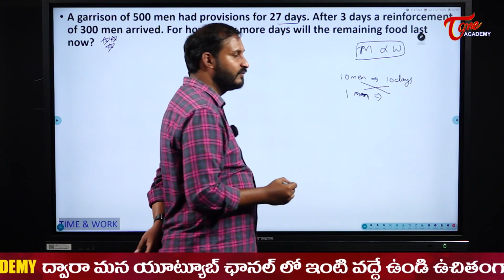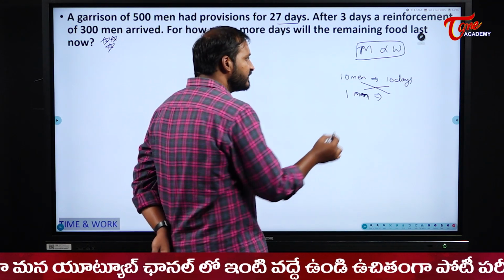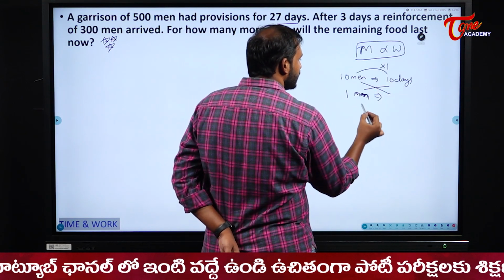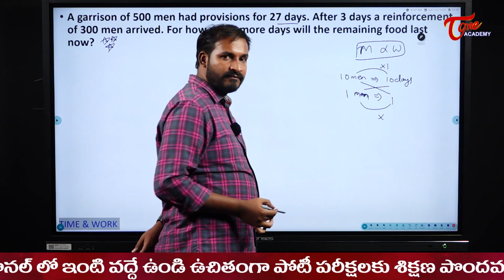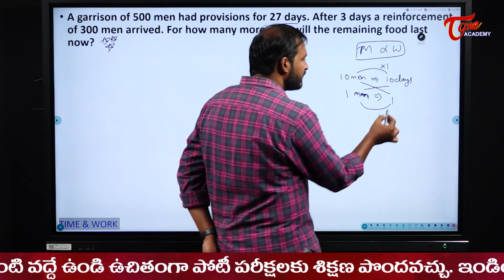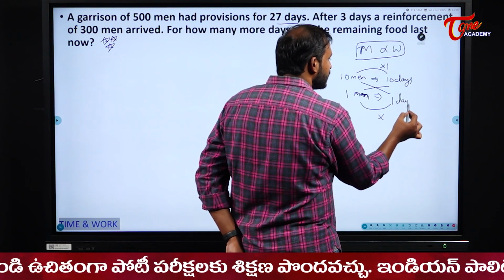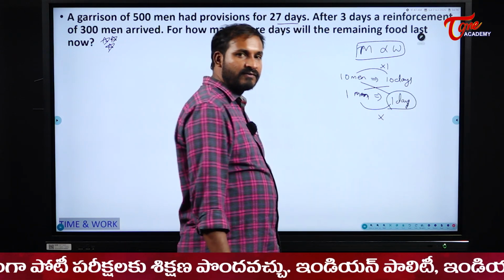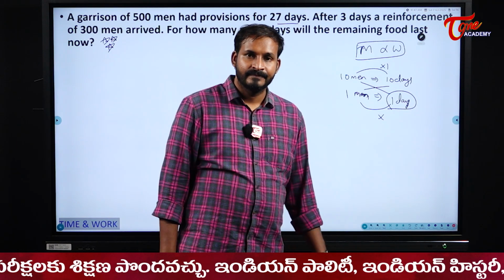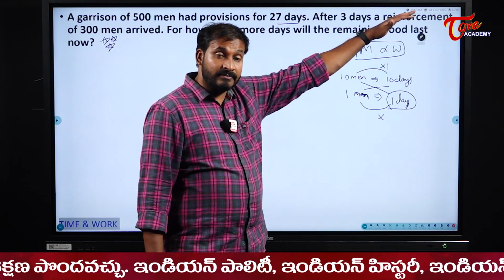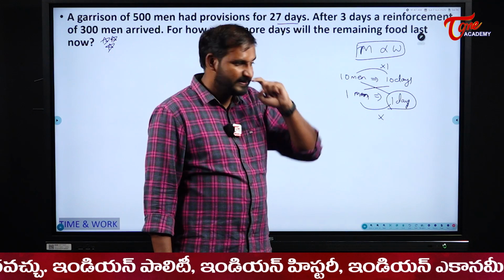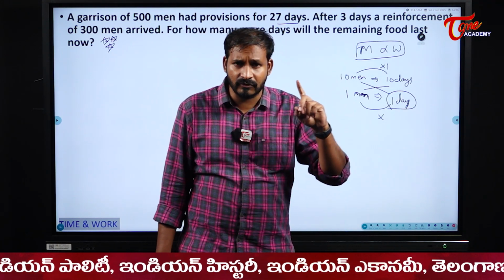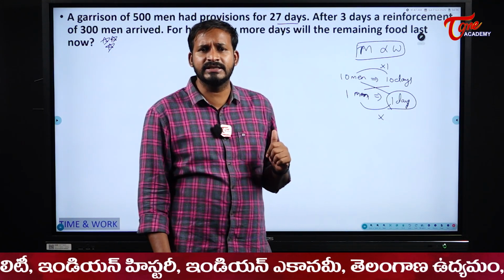1 man can eat the food for how many days? That is the case, into 1. So here into 1, and we will write 1 day. So that means 10 men can eat the food for 10 days, 1 man can eat the same food for 1 day. Is it correct, students? 10 men can eat the food for 10 days. Now just 1 man, he can eat for only 1 day. No, it is wrong. Now where is the mistake we are doing?